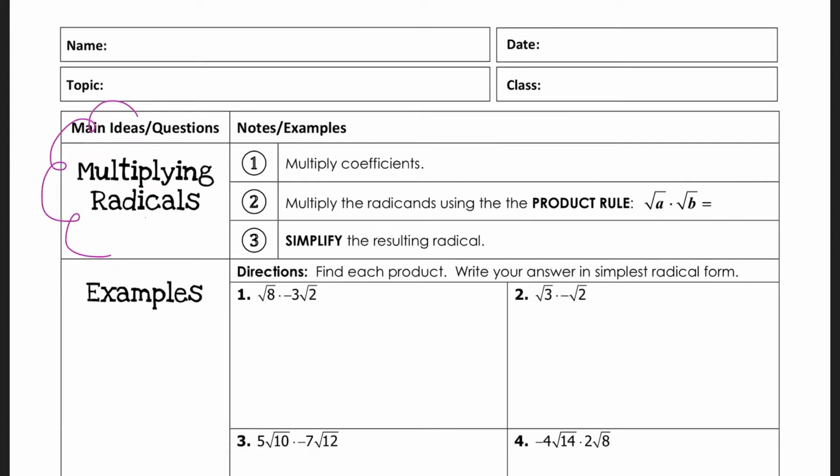All right, guys, part 2 with operations of radicals is multiplying radicals, and this just could not be simpler. If you take a look at the steps 1, 2, 3, you're going to multiply your coefficient. Remember, your coefficient is the number that's out here in front of the radical. You're going to multiply the radicands using the product rule, which means the square root of a times the square root of b is the square root of a times b. So really you just multiply the radicands together. They don't have to be the same. And then you're just going to simplify whatever you get for your answer.